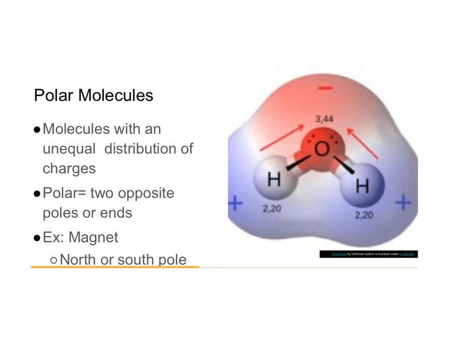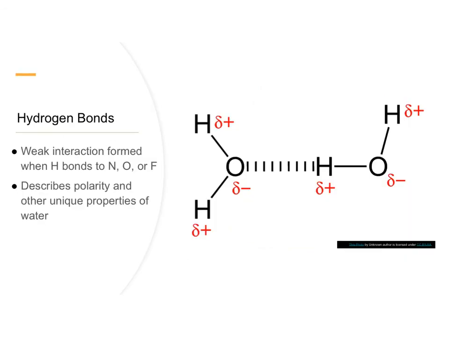All right, so this slide pretty much covers exactly what we talked about on the last slide. So we'll just go through it again. Polar molecules just have that unequal distribution of charges. Okay, so again, that means that we have the partial positive and the partial negative. Again, when you hear the word polar, polar just means 2 opposite poles or 2 opposite ends. Okay, and again, here's my magnet, the north or south pole. When it comes to molecules, we're talking about positive and negative charges.